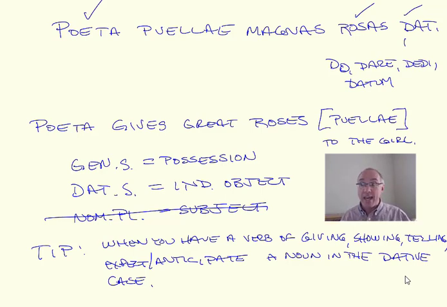I expect a dative case. Well, here we go, and there's a candidate in puellae. And I know what magnas rosas is. That's my only option. It's the accusative. The poet gives great roses to the girl. Fantastic. Want to reiterate, there's no word for the. The poet gives, so the poet, yep, gives great roses to the girl.